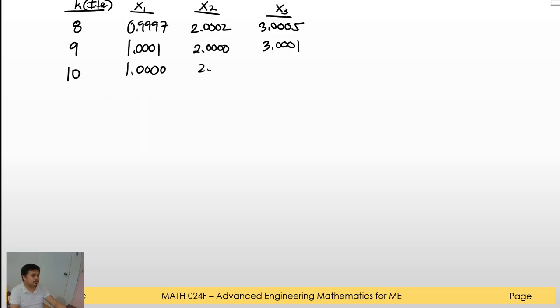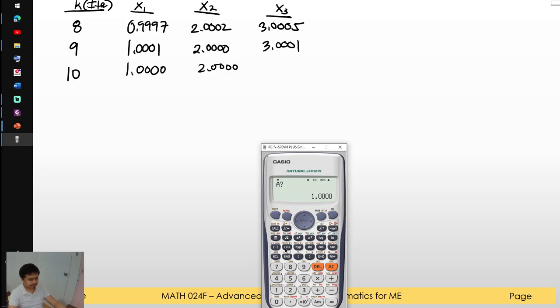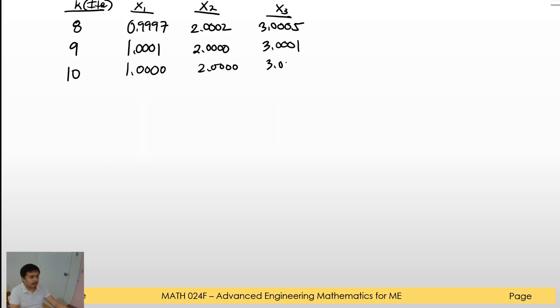And then for X sub 3, at this point, we have the 14 formula. Okay, so we have 1 and we have 2, so the answer is 3. Okay, so as you can see, it seems to converge to 1, 2, and 3 as x1, x2, and x3 respectively. So let's do this one more time and let's see if there will be a difference. So we want our answer to be correct up to 4 decimal places. So if this doesn't change in the next iteration, then it is the solution.